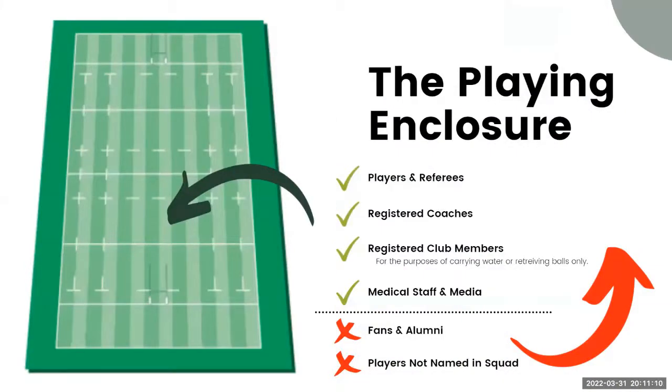So this is the playing enclosure. This is one we had a couple of issues with last year, and this is another one that's a clarification. This has always been a law and a rule. The playing enclosure is the field, and the only people allowed in the playing enclosure, and that includes your team's box on the sidelines, are players and referees, registered coaches, registered club members for the purpose of providing a service like running water, and medical staff and the media. There cannot be any fans or alumni, and there should not be players that are not named in your squad either. It should be a maximum of 23 people there.